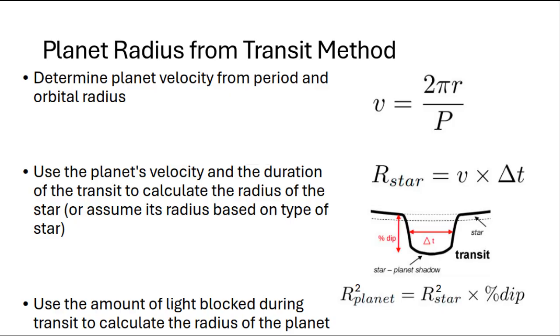Once you know the radius of the star, you use the height of the dip, so the percentage of light that's being blocked, to calculate the radius of the planet. So the amount of light being blocked is a function of the area of the planet, so these should be radius squared. The important thing is the amount of light that's being blocked, that percentage is related to the radius of the planet.